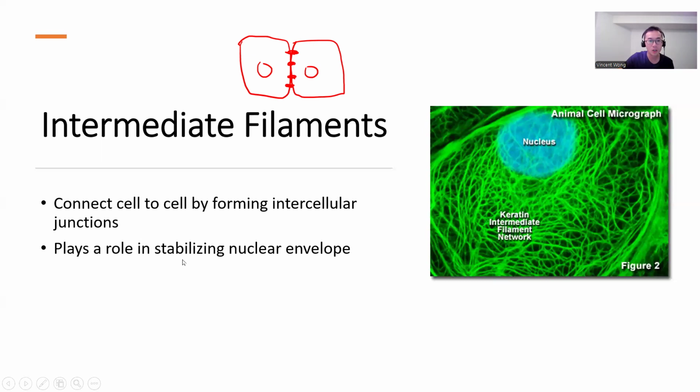They also play a very important role in stabilizing the nuclear envelope. As you know, the nuclear envelope surrounds the nucleus, and it prevents the DNA from leaking out, and it also controls what goes in and comes out of the nucleus. So you want the nuclear envelope to be intact and not falling apart. That's the job of the intermediate filament.